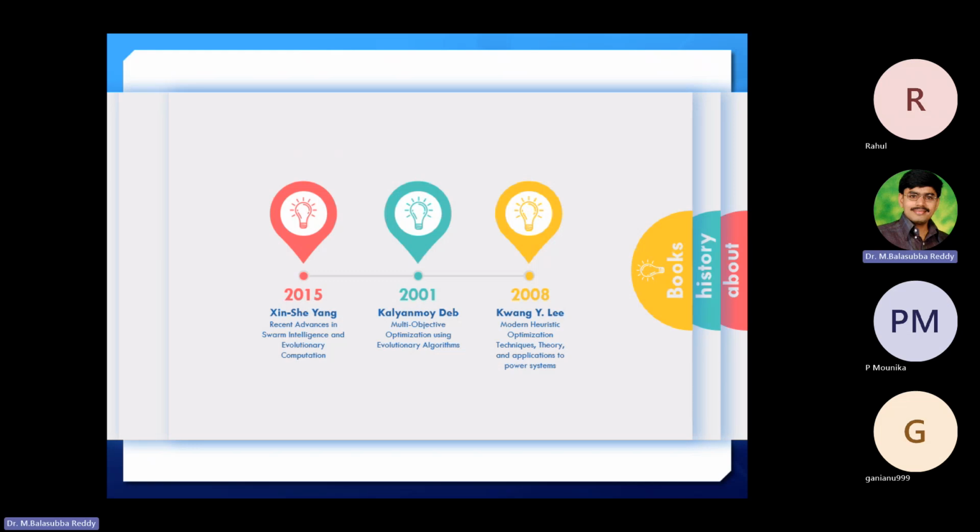First one is Recent Advances in Swarm Intelligence and Evolutionary Computation. Another one is Multi-Objective Optimization Using Evolutionary Algorithms. Another one is Modern Heuristic Optimization Techniques: Theory and Applications to Power Systems. These are three books, and many more books are already given in the syllabus copy, and you can refer to the library also. Some more books are there to cover this.